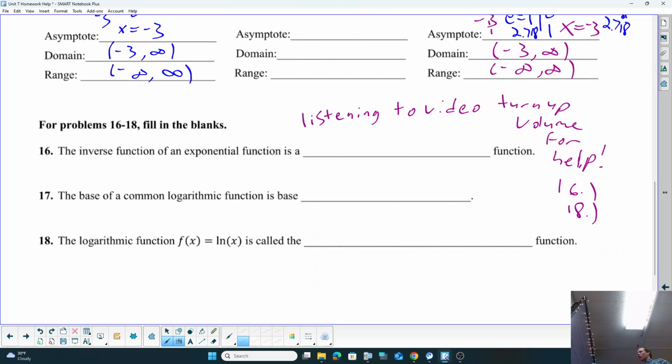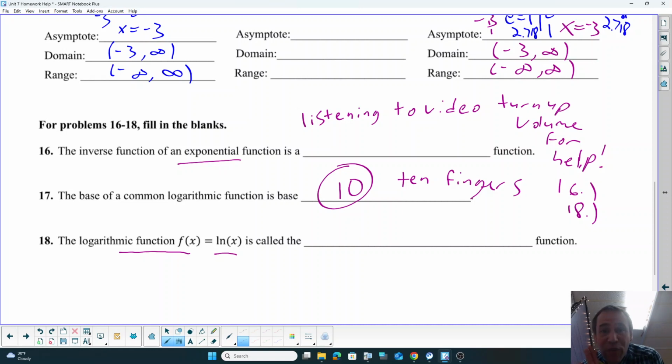listening. So the inverse function of exponential is a logarithm. The base of a common logarithmic function is base 10, right? Base 10 because we count on 10 fingers. So it's going to be base 10. The logarithmic function ln of x is called a natural function. Whoa, natural function.